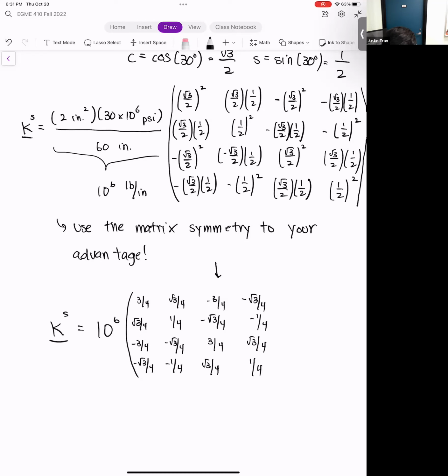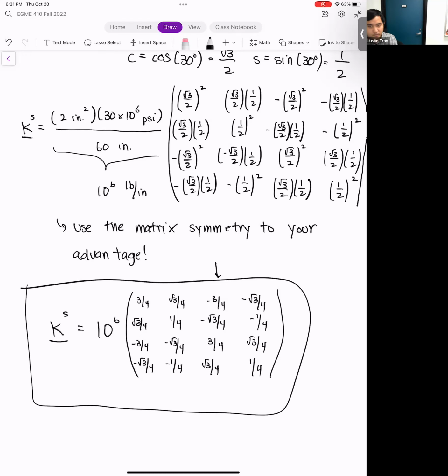Let's go ahead and finish it out. So that right there is our element stiffness matrix in the stationary coordinates. If you wanted, and you would have to do this if you want to do assembly, you can take that 10 to the 6th and distribute that through to every single entry in the matrix. But if you're just computing the element stiffness matrix, just for the sake of simplicity and for saving you some work, you can go ahead and leave it on the outside, just like that.